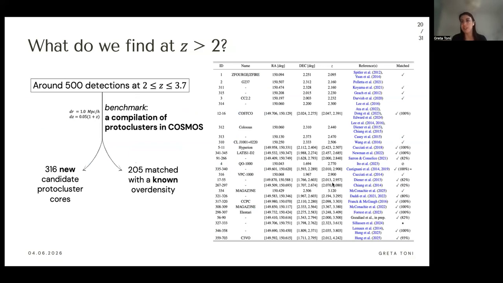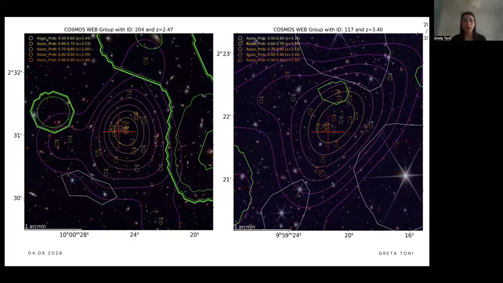And given that this regime was obviously quite unexplored, to have a benchmark, we compiled this list of all protocluster cores and overdensity peaks inside the protoclusters in the COSMOS field. And we use that to match it to our detections. And what we found is that, yes, more than 200 of our detections are matched to known overdensity peaks, while 316 are new candidate protocluster cores that were not known in the literature before this analysis. And you can see 2 examples here. The one on the left is at redshift 2.45, and the one on the right is at redshift 3.4. So obviously, as we said, given their sizes and the amount of galaxies within them, these are the overdensity peaks that are inside the larger protocluster, the large-scale structure.